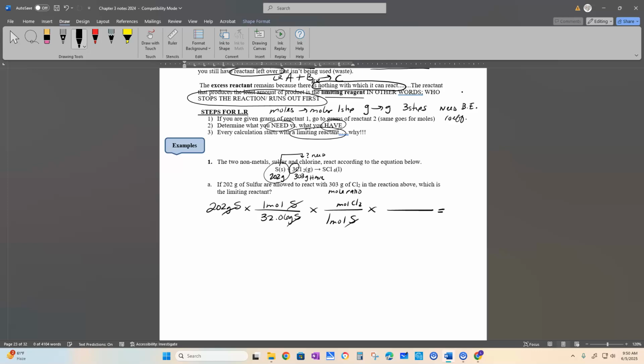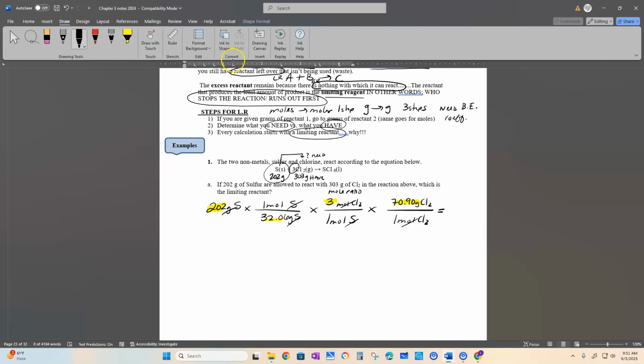My coefficient says 3, so I'm going to put a 3 on top. So now let's get rid of moles. For every 1 mole of diatomic chlorine, 2 chlorines, I have a diatomic mass of 70.9. Remember, for diatomics, we don't need to show molar mass chlorine times 2. So we're going to multiply 202 times 3 times 79, and then we're going to divide by 32.